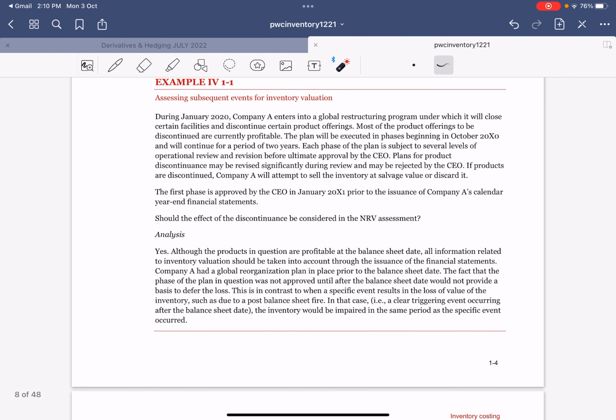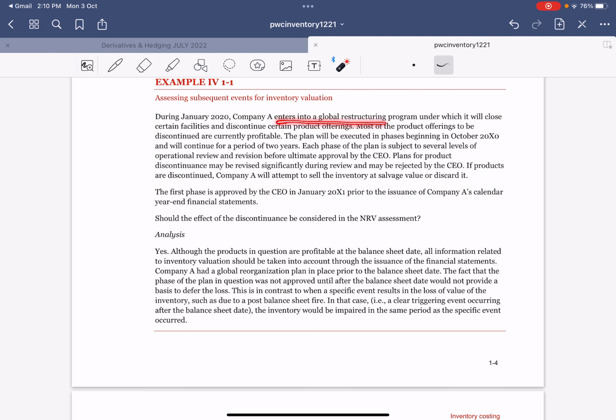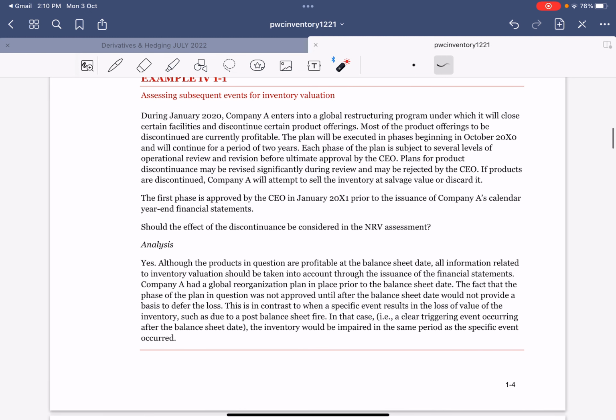Company A enters into a global restructuring program under which it will close certain facilities. This is an example for assessing subsequent events and inventory valuation. In January 2020, Company A enters into a global restructuring program under which it will close certain facilities and discontinue certain product offerings. Most of the product offerings to be discontinued are currently profitable. The plan will be executed in phases beginning in this period and will continue for a period of 2 years.